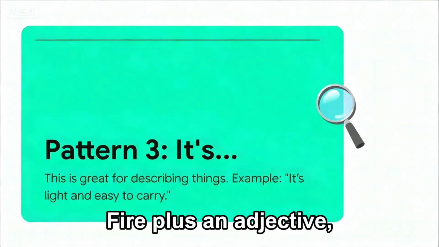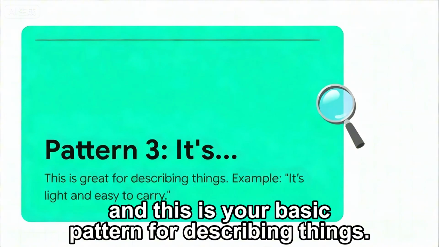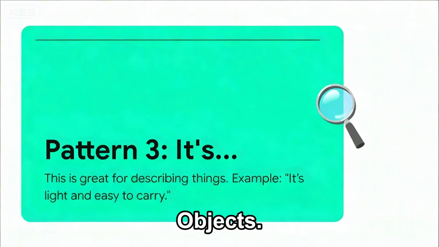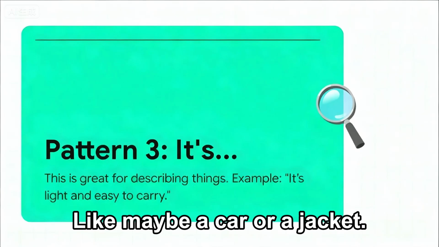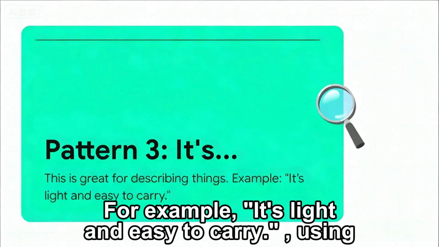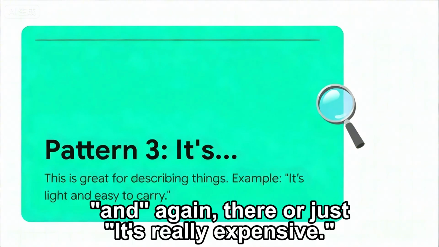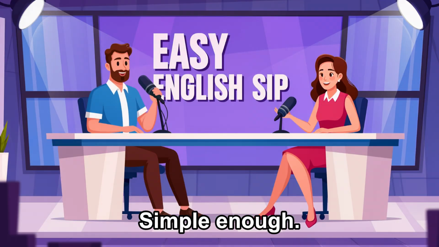It's 'it's' plus an adjective. And this is your basic pattern for describing things, objects, like maybe a car or a jacket or a phone. Exactly. For example, it's light and easy to carry, or just it's really expensive. Simple enough. What's number 4?